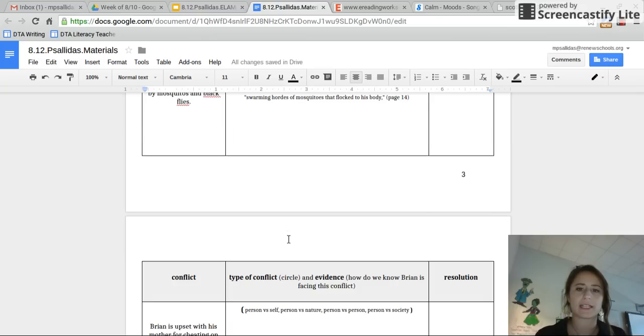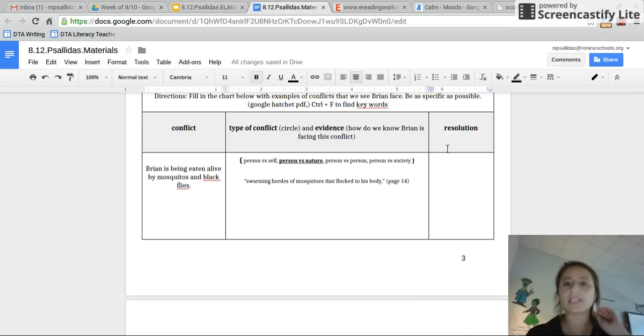It goes mostly on the next page. But first, lastly, you're also going to do resolution. So what I want you to do here is, if this conflict over here to the left has been solved and taken care of, then put a little check mark in the box. And if not, if this is a conflict we're still seeing Brian deal with, then do not put a check mark in the box.